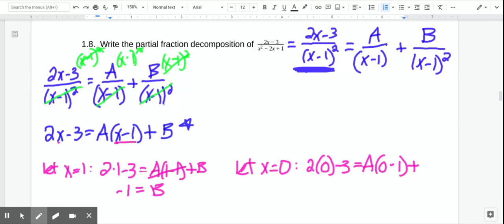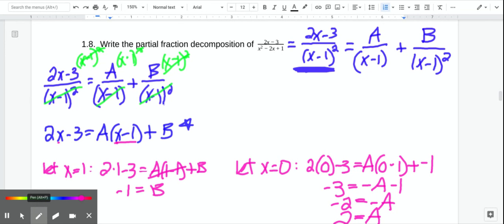And remember, we just found out what B is. It's negative 1. So go ahead and plug that in there. So that's going to give us negative 3 equals negative A minus 1. I'm going to add the 1 to both sides. That gives us negative 2 equals negative A. So A equals 2.